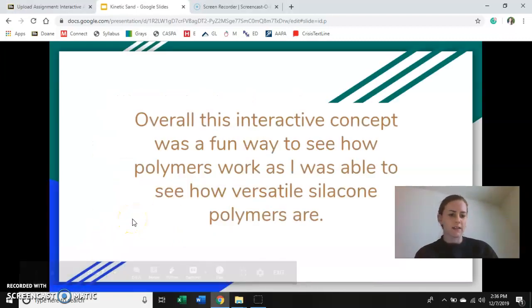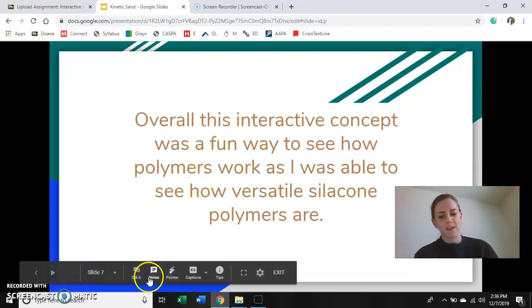Overall, I thought this experiment was a really fun way to see how polymers work and to see how versatile silicone polymers can be. So overall, it was a very fun experiment.